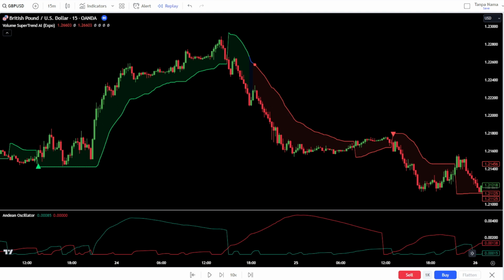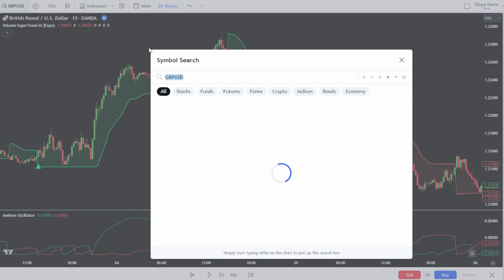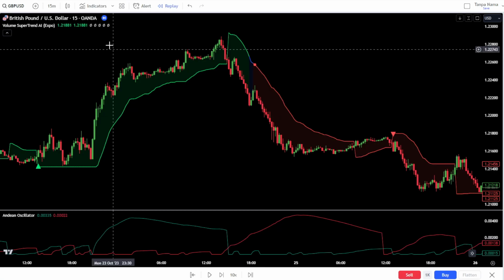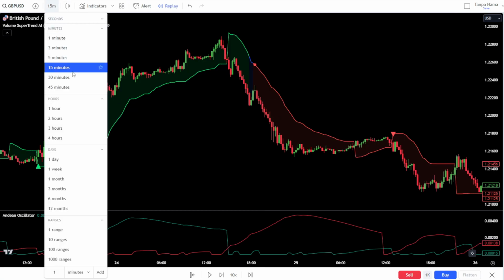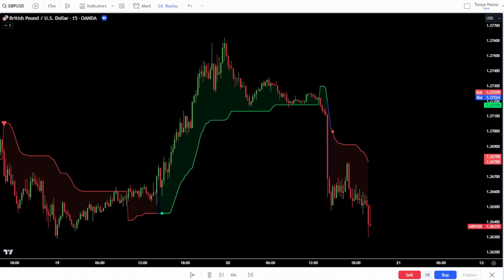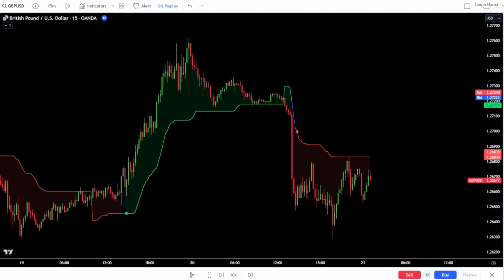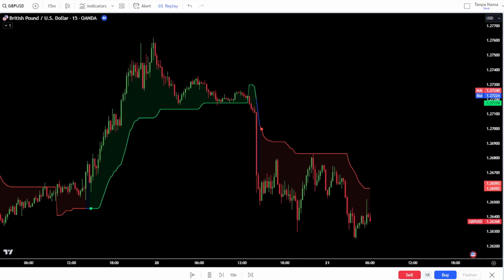In this example, we will use the British pound versus US dollar M15 pair. Therefore, set the pair to British pound versus US dollar and also set the time frame to M15. Now, let's discuss how to enter buy and sell positions using these indicators.